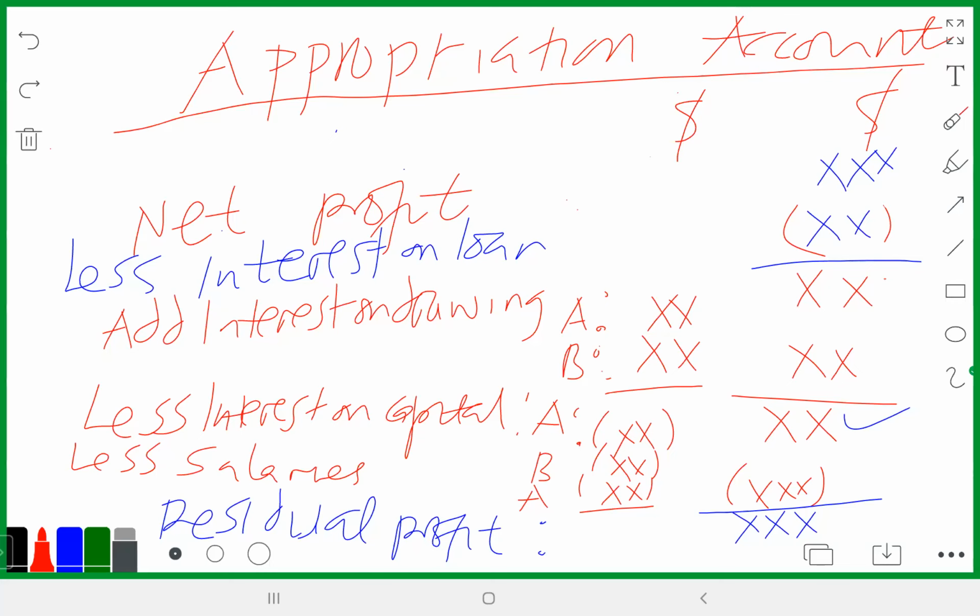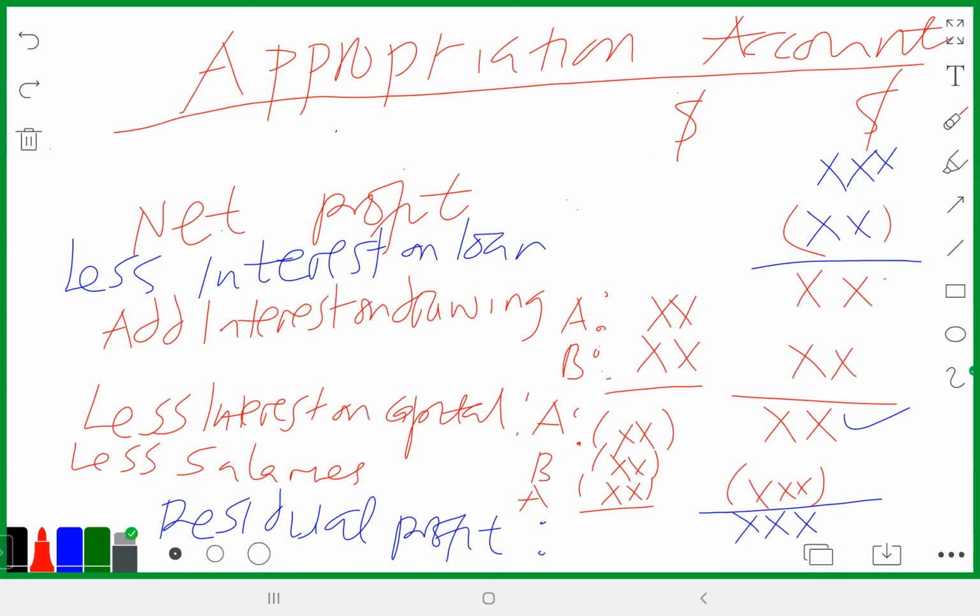Then from the net profit, you add the interest on drawings for each partner, okay? Once you add to the net profit the interest on drawing for each partner, then from that total, you shall less the interest on capital, and you less salaries if at all there are any salaries for any of the partners. What you remain with is the residual profit. This is the profit that is available for sharing.